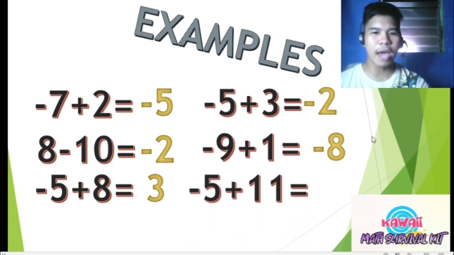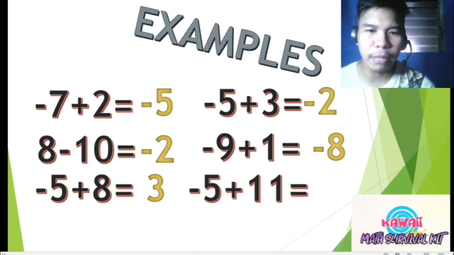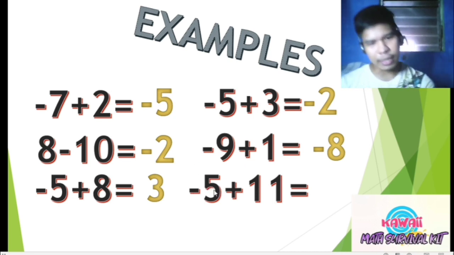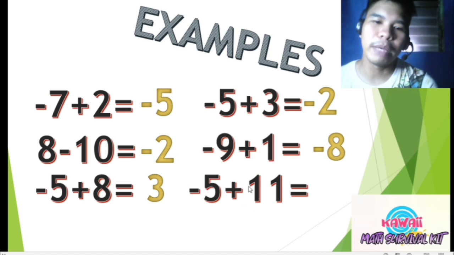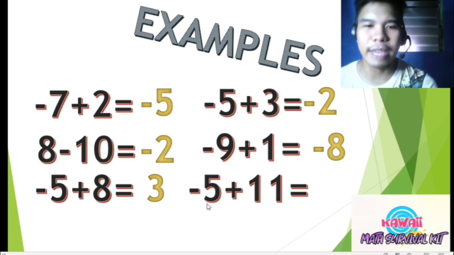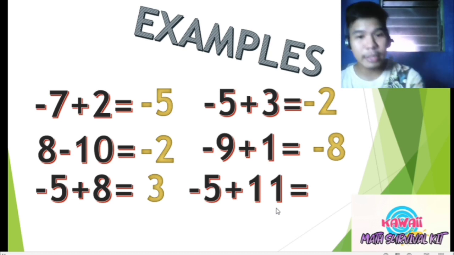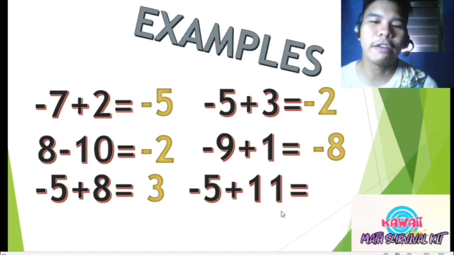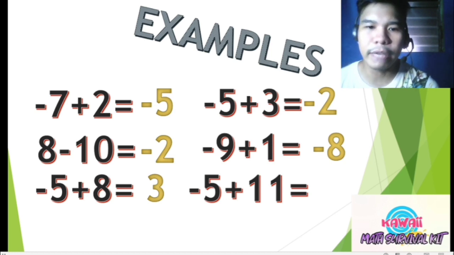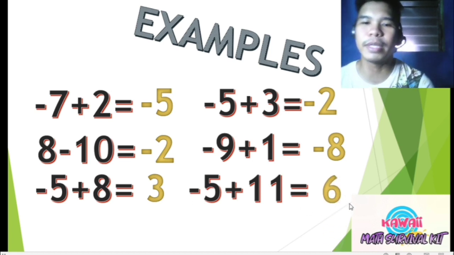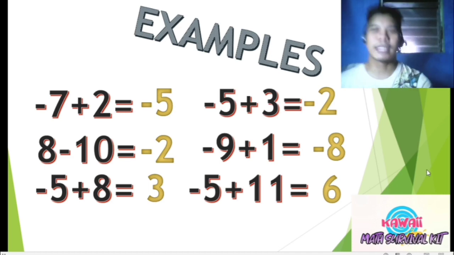And finally, we have negative 5 plus 11. So 5 here again is a negative integer and 11 is positive. So we have unlike signs. So we subtract: 11 minus 5 is 6. And then what is the sign of the larger number, which is 11? Okay, 11 is positive. So your answer must be positive. So 11 minus 5 is 6. So your answer must be positive 6.